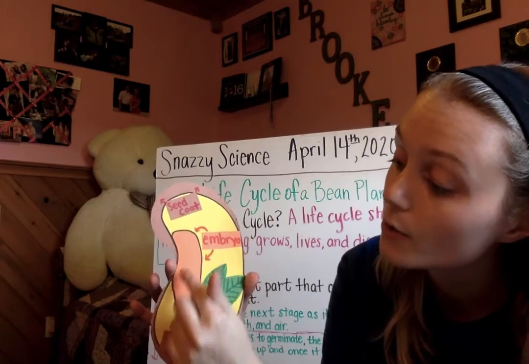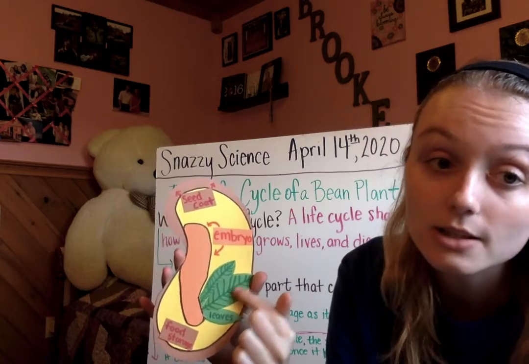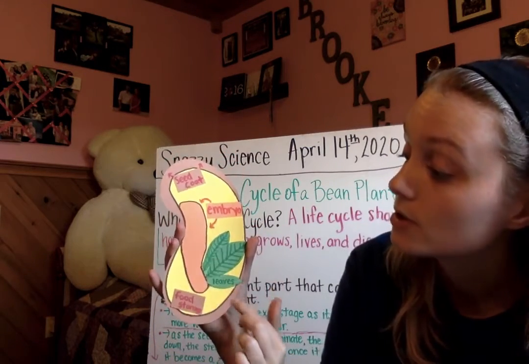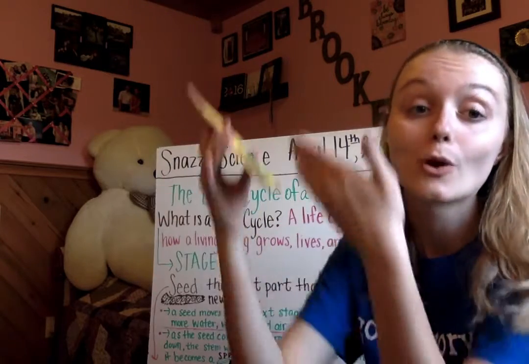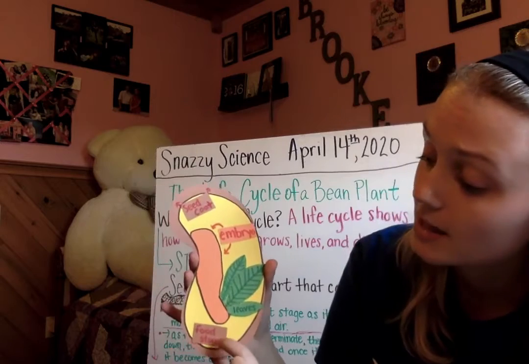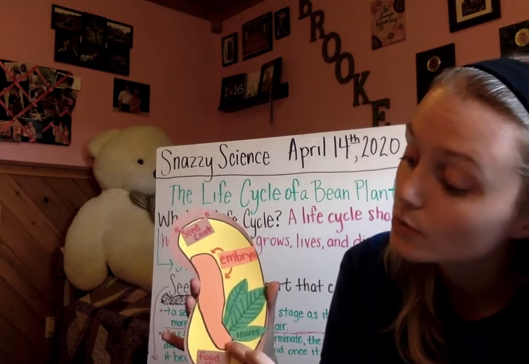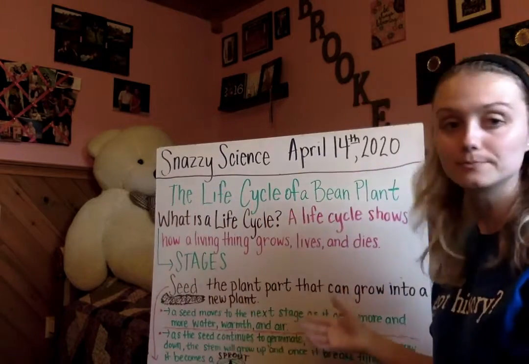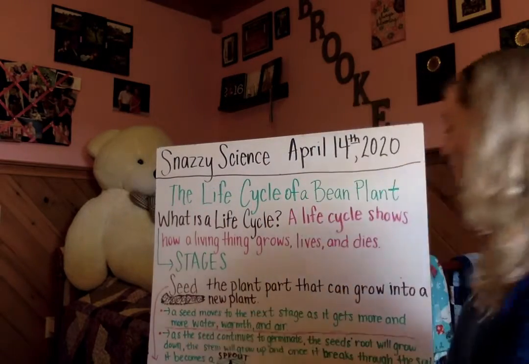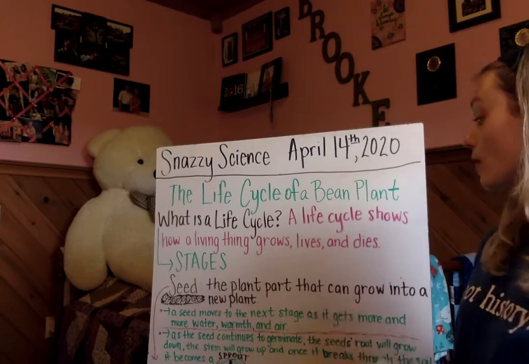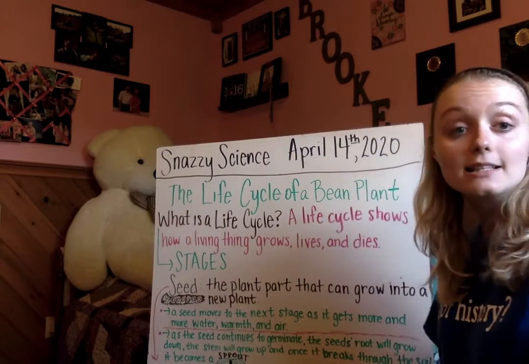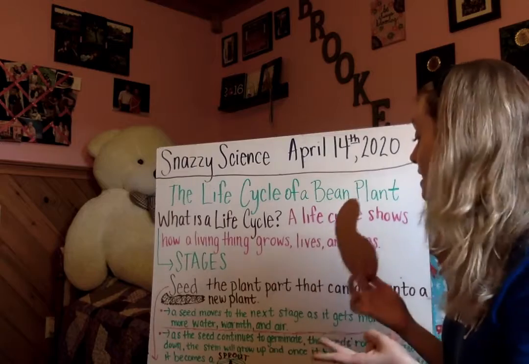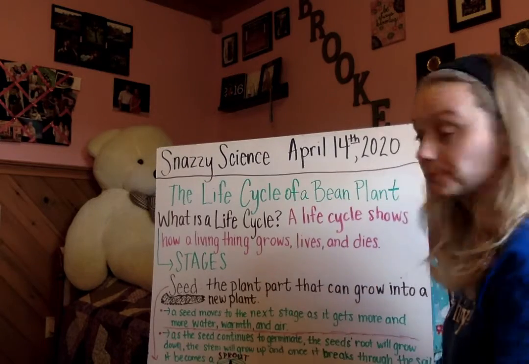Then we have the embryo, which holds the roots and the beginning parts of our leaves. And that root will grow down into the ground so we get a strong foundation as it begins to grow up. And then we have some food storage because that seed will make its own food while it's down there in the ground. So as the seed moves to the next stage, as it gets more and more water, warmth, and air, because a seed needs warmth, it needs air, it needs water to grow, okay?